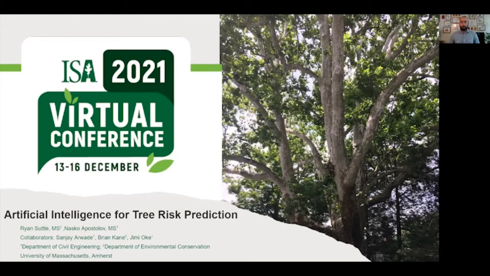Hello, everybody. Thank you for coming to our talk. My name is Ryan Suttle, certified arborist from the Department of Environmental Conservation at UMass Amherst. And I'm Nasko Apostolov, a master's student in the Department of Civil and Environmental Engineering here at UMass as well. And we're going to talk about the use of artificial intelligence for tree risk prediction today.